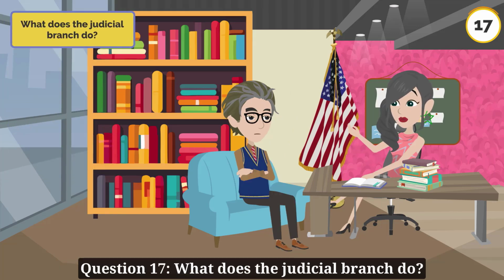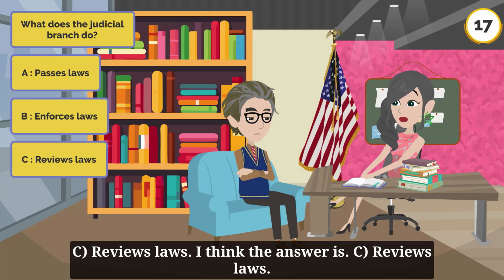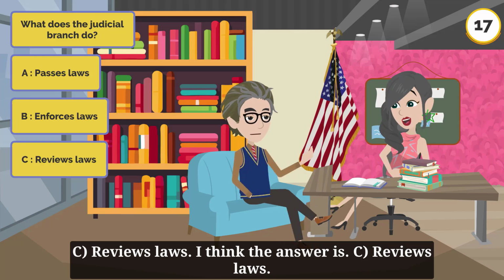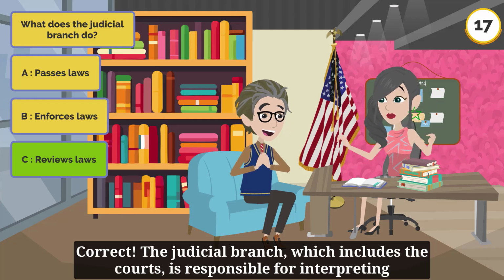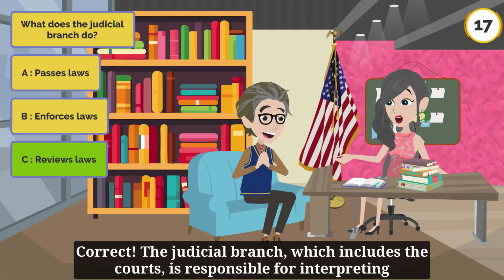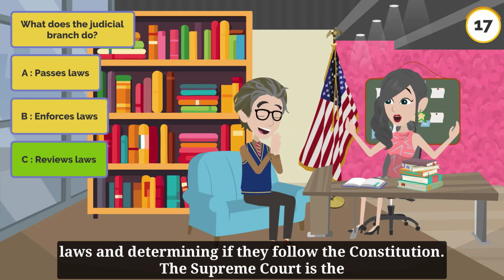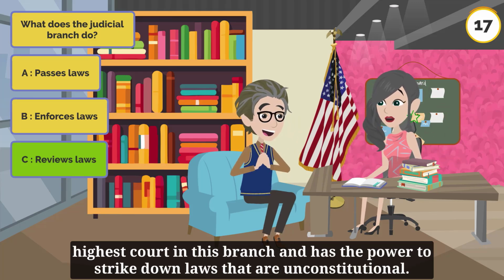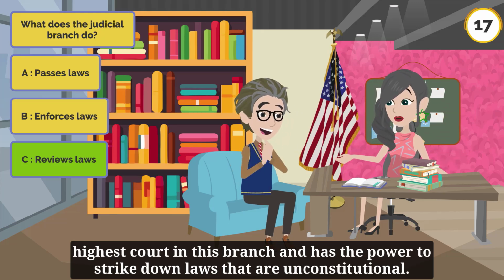Question 17. What does the judicial branch do? A. Passes laws. B. Enforces laws. C. Reviews laws. I think the answer is C. Reviews laws. Correct. The judicial branch, which includes the courts, is responsible for interpreting laws and determining if they follow the Constitution. The Supreme Court is the highest court in this branch and has the power to strike down laws that are unconstitutional.